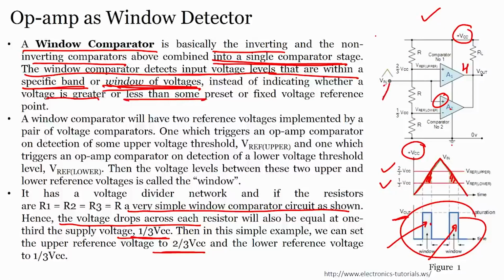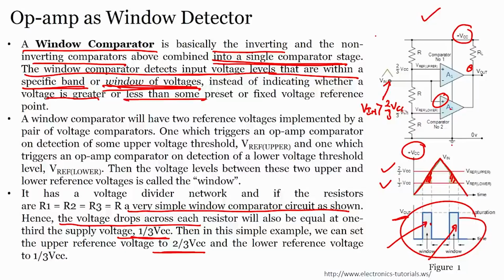When the voltage V in is less than 2/3 VCC, my output is high. When my V in is greater than 2/3 VCC, my output will be low. That is what it says here.